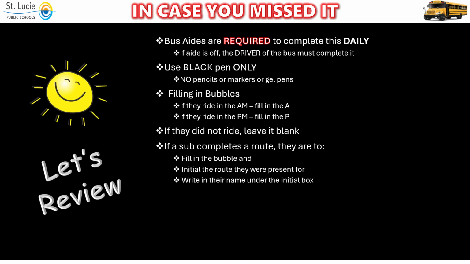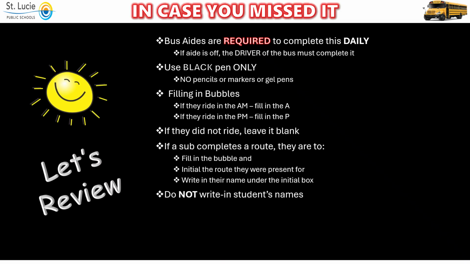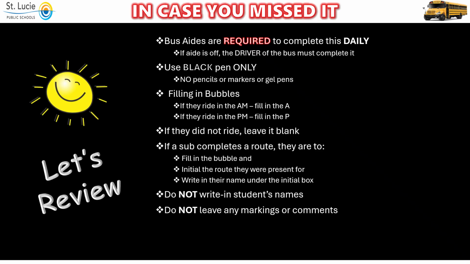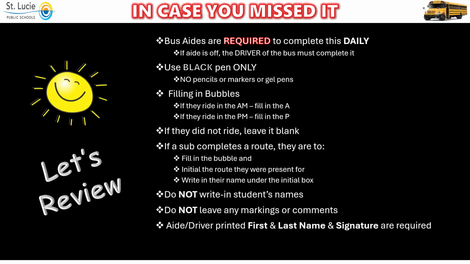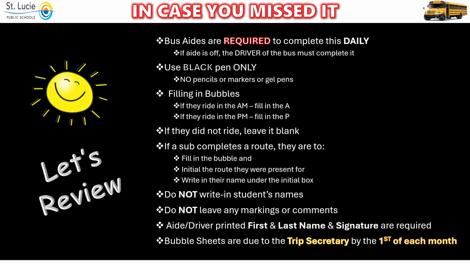If a sub completes a route, they are to fill in the bubbles and initial the route that they were present for, and write their name under the initial box. Do not write in any students' names. Do not leave any markings or comments anywhere on the form. The driver and aide must print their first and last names and sign where required, and bubble sheets are to be turned in to the trip secretary by the 1st of each month.